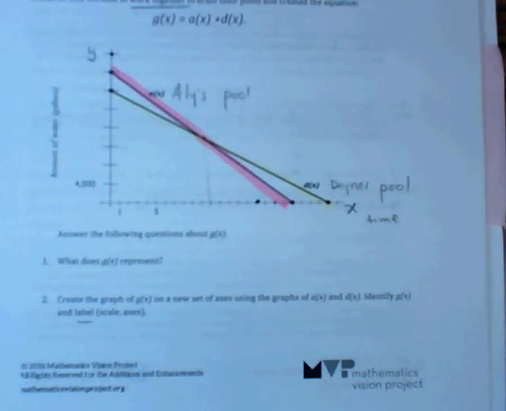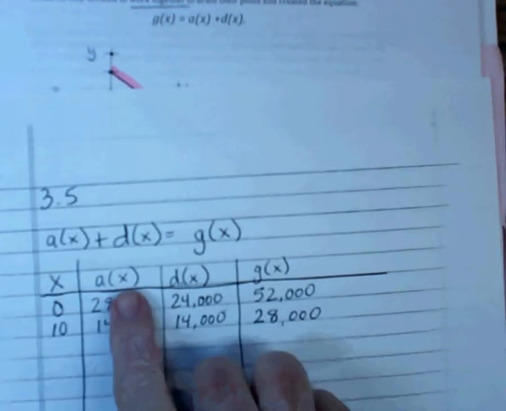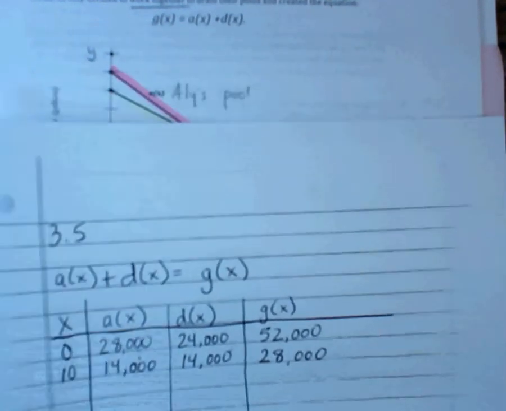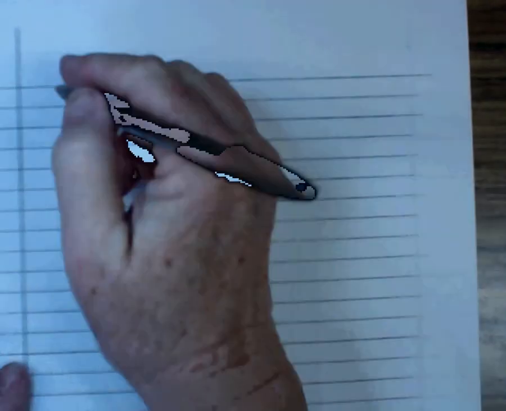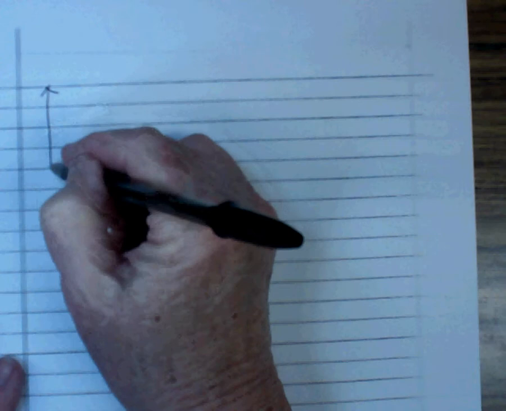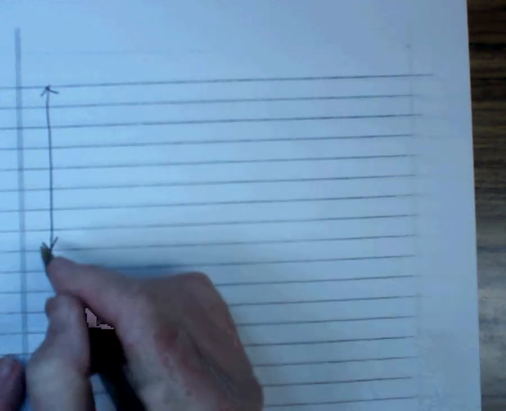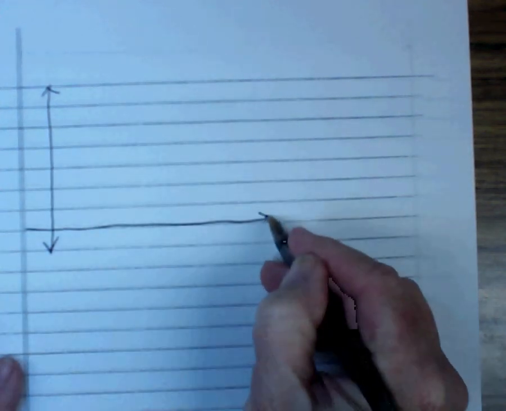Okay, question 2 said to make a graph. So I'm going to look at my 2 points on my t-table and I'm going to sketch a graph. And you could always use graph paper as well. So I'm going to make a y-axis and an x-axis.